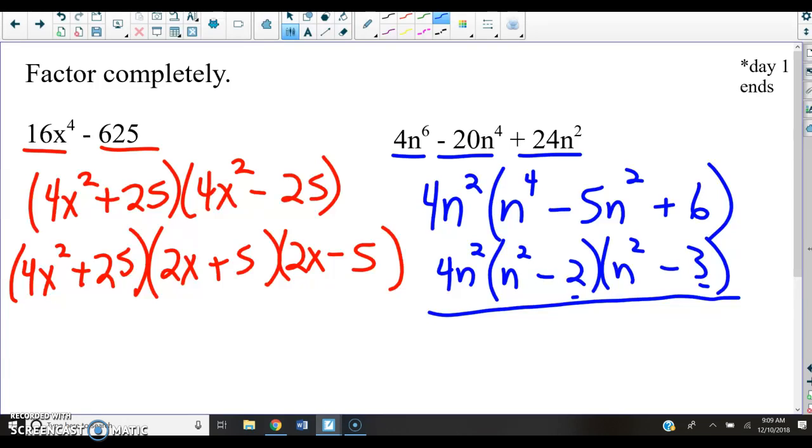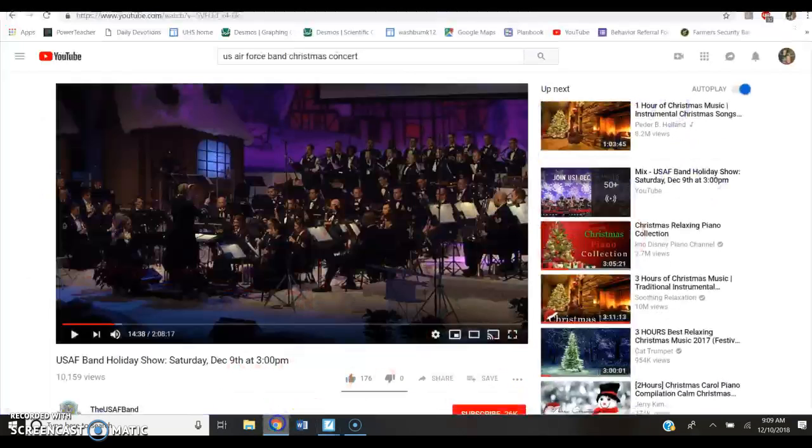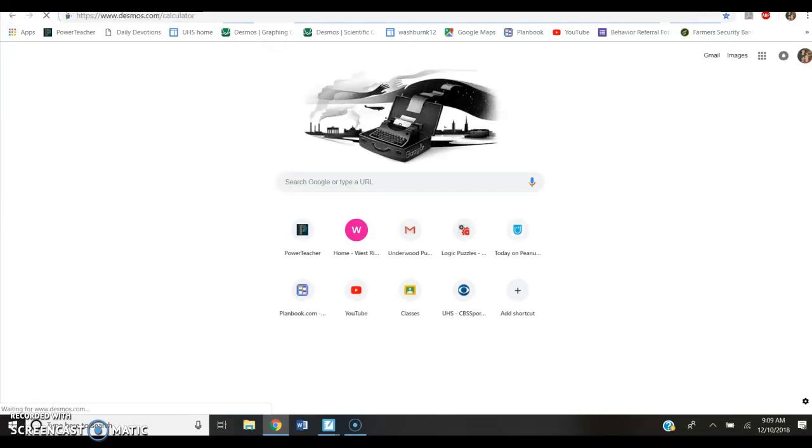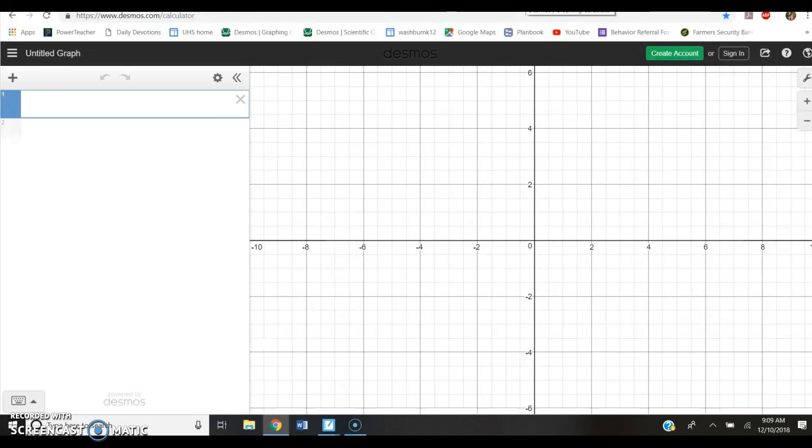I'm going to back up the page. We got a little time yet on the video. I'm going to show you that you can actually use Desmos. So I'm going to look at the second one, and we're going to put it on Desmos. Okay, I got to put it in as y equals. Excuse me while I type.